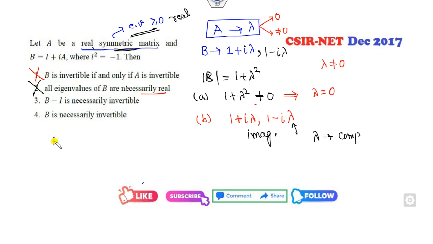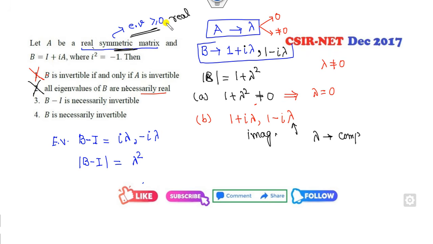B minus I. Can you find the eigenvalue of B minus I? B has eigenvalue this. What is the eigenvalue of B minus I? It is iota lambda. B minus I is necessarily invertible. What is the determinant of this? It is lambda square. Fine. But lambda can be 0, because if I choose a matrix with one eigenvalue 0, then this number will be 0. Is necessarily invertible, cancel. So the last option is the right answer. Why is B necessarily invertible? What is the determinant of B? 1 plus lambda square. This is never 0.